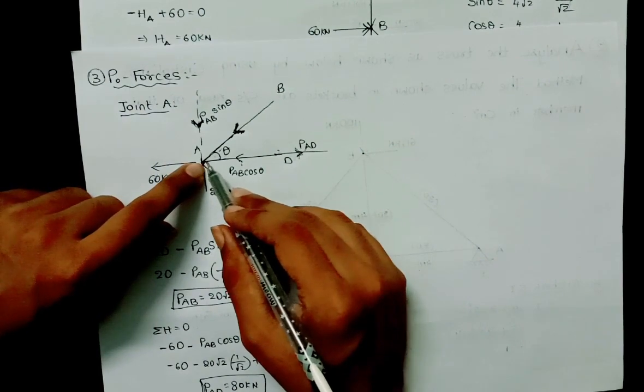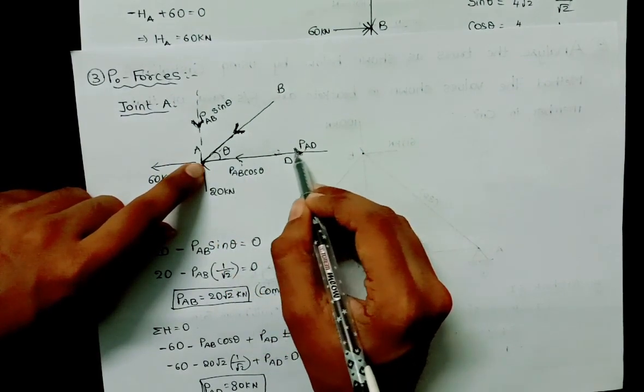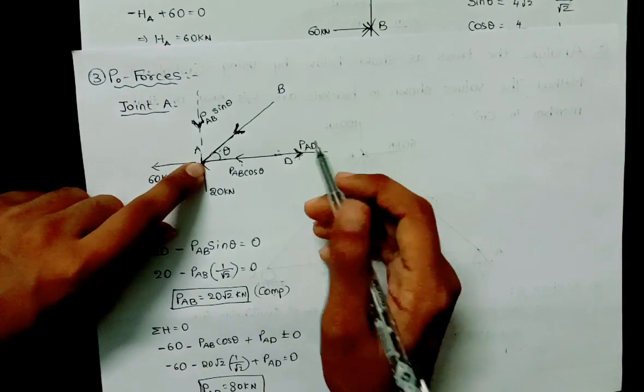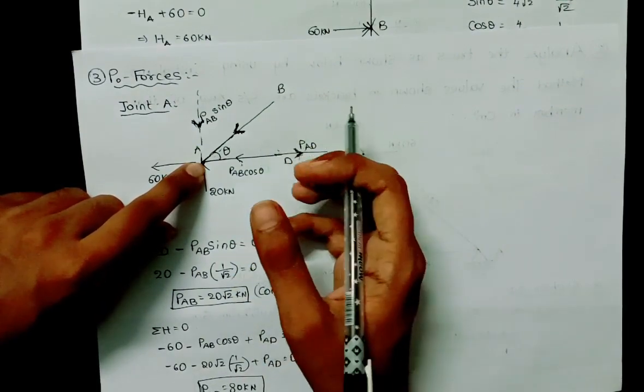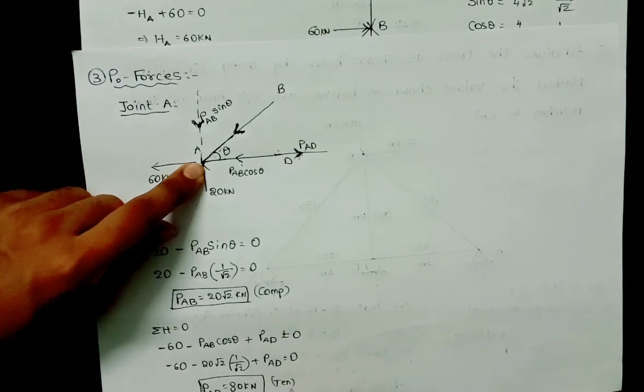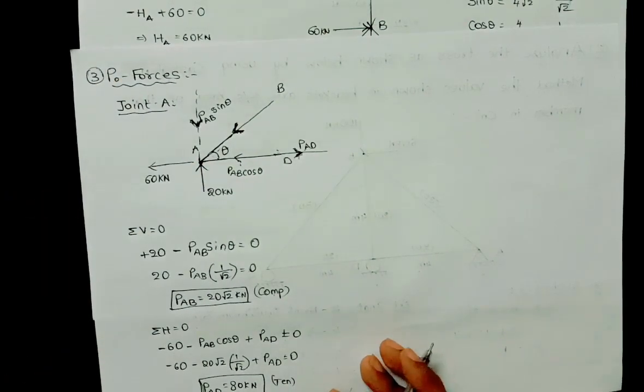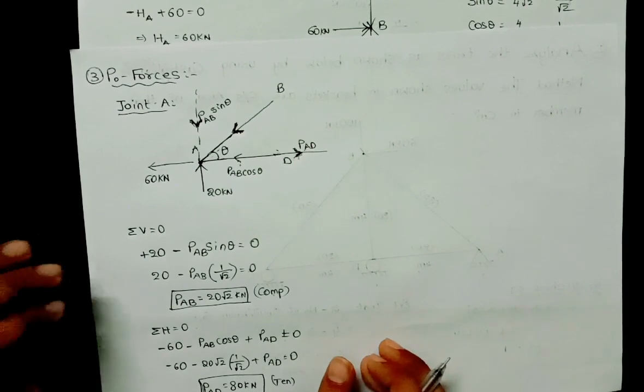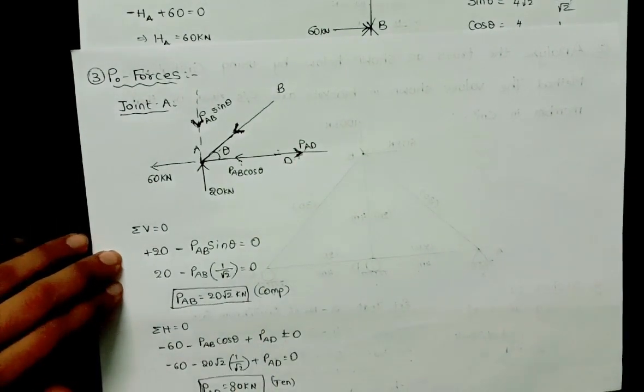So comparing with this joint, you can identify the direction in which this arrow is dragging or pulling the joint. So it is a pulling force, so it will be in tension. Okay, so this is the force. These are the forces we have obtained on resolving at joint A.